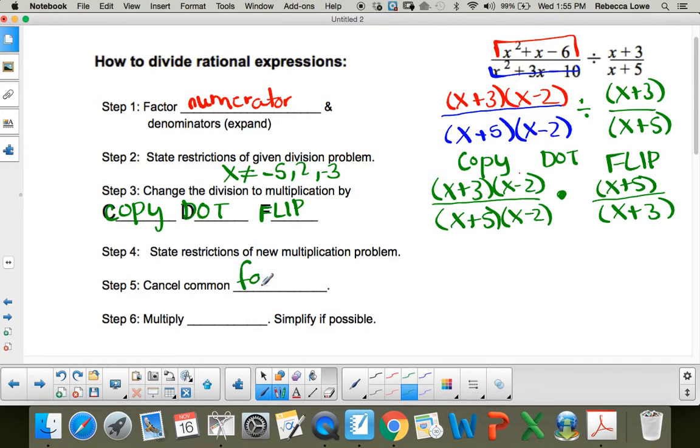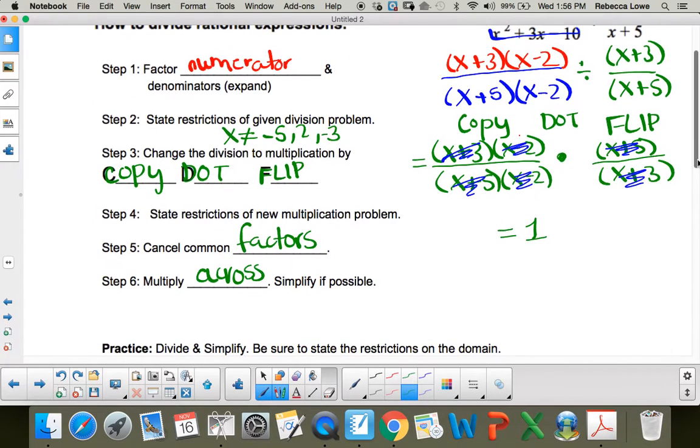Now we cancel out our common factors. Remember, factors are separated by multiplication signs. So the x plus 3 can go, the x minus 2's can go, and the x plus 5's can go. What happens when you have the same number divided by the same number? You get the number 1. It's not 0. This cancels out to 1. If there were factors left, we could have multiplied across, but we don't need to. So copy, dot, flip will change it to multiplication.